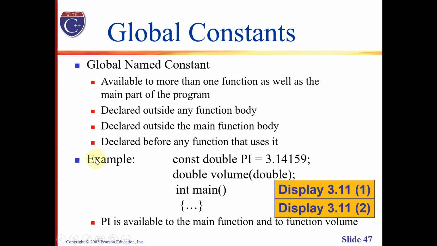For instance, we have the following example. We declare the following global constant, which will be used all throughout our program. And of course, we have the following functions. With this declaration, it is expected that the constant pi will be available to the entire part of our program, which includes our main function as well as the volume function that we have here.